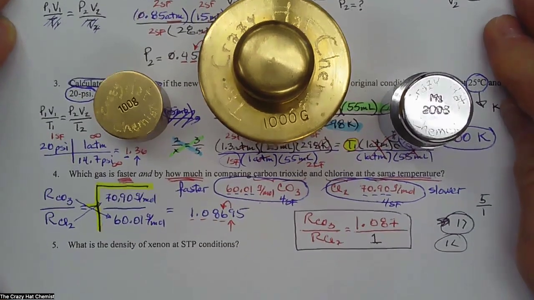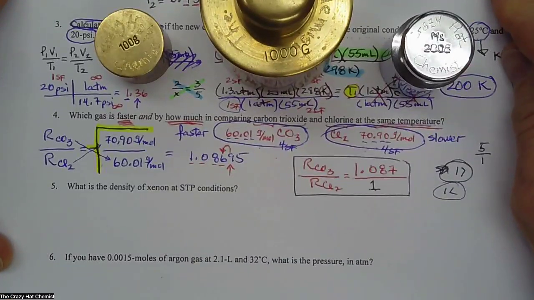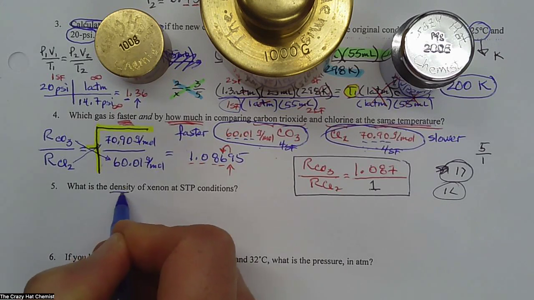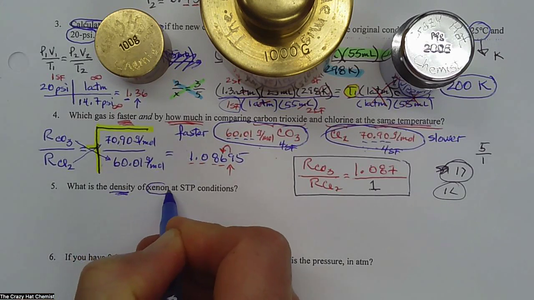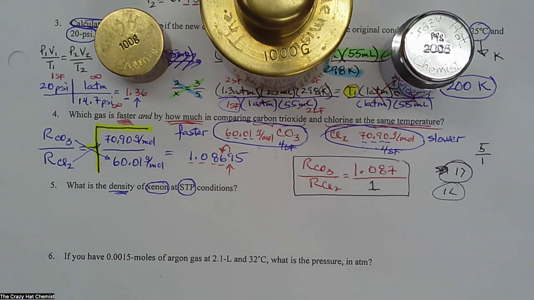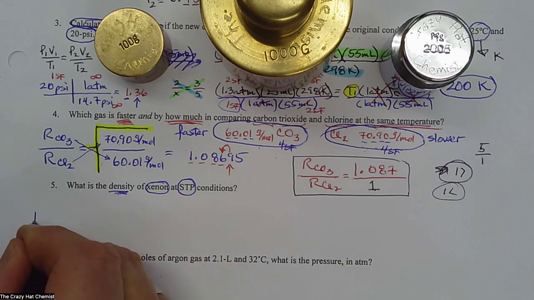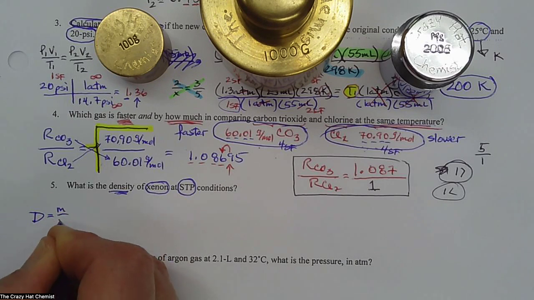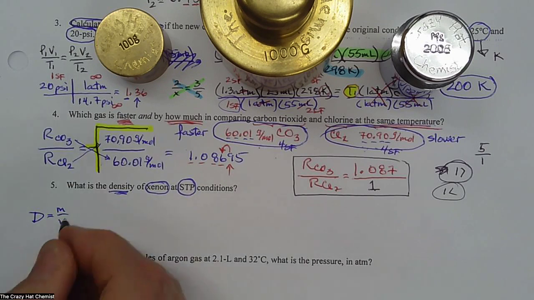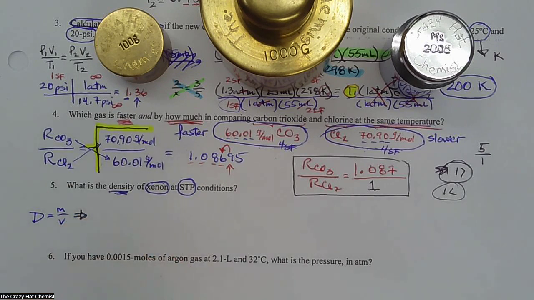Now what we're going to do is scroll this on up and see if we can do the density of xenon at standard temperature and pressure. So what is the density of xenon? Well, we need to know the density equation. Density is mass over volume. That's generically.